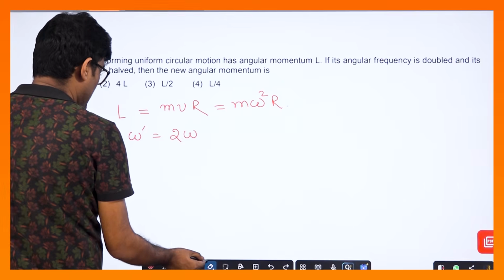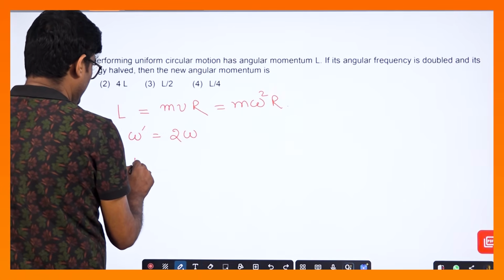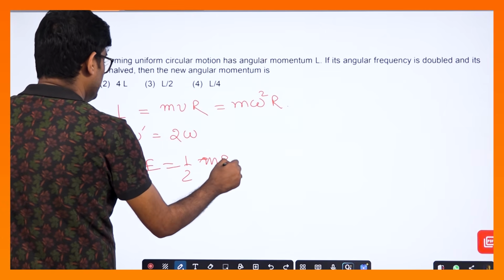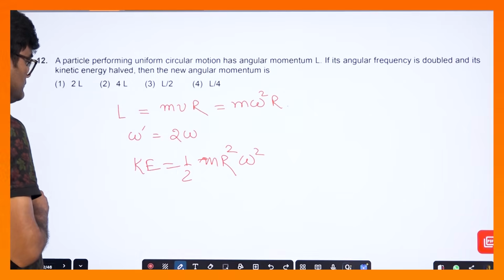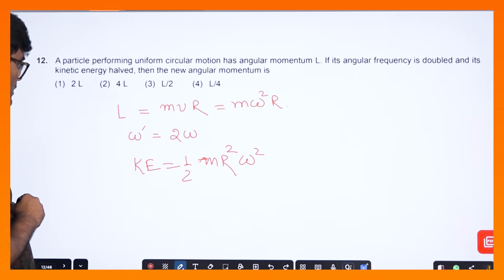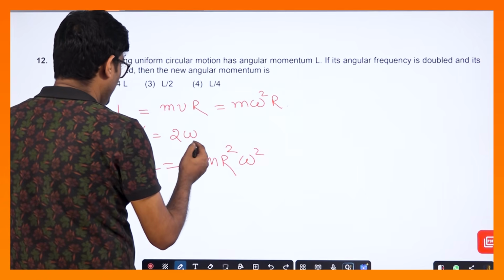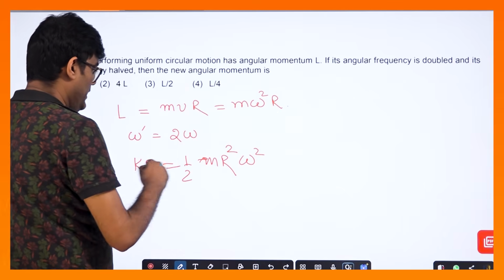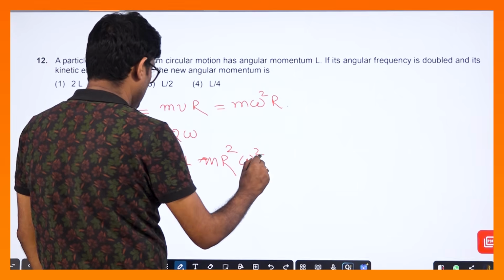If the kinetic energy is halved, for a rotating particle, kinetic energy is half I omega square. For a particle, it is half m r square omega square. Right? So if it says that kinetic energy is halved, where omega is becoming 2 omega, double, but kinetic energy half, so I have to adjust the radius value here, right?